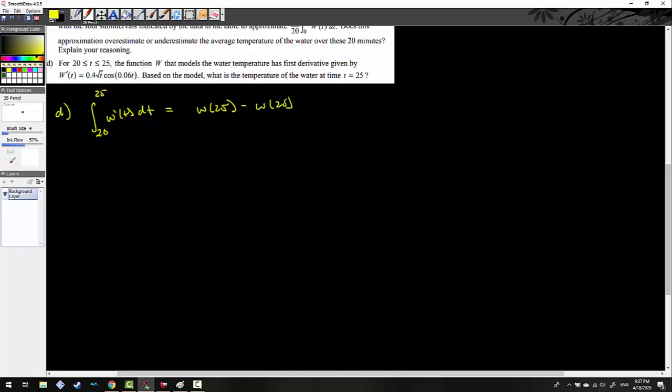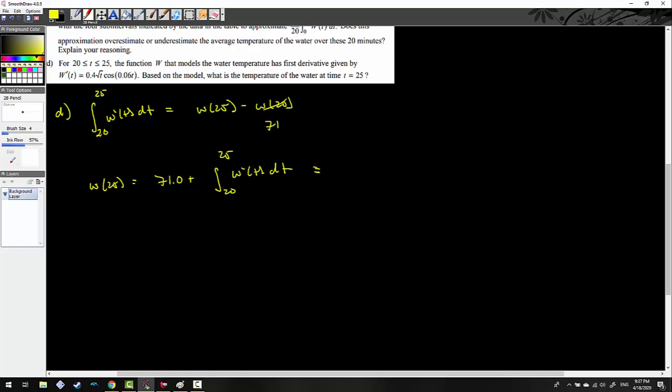Now I know W of 20. W of 20 is 71. So that means that W of 25, when I get it by itself, is going to be 71.0 plus the integral from 20 to 25 of W prime of t dt. And when I add those things together, I should end up with my final answer.